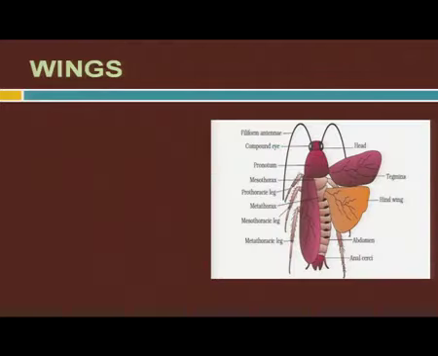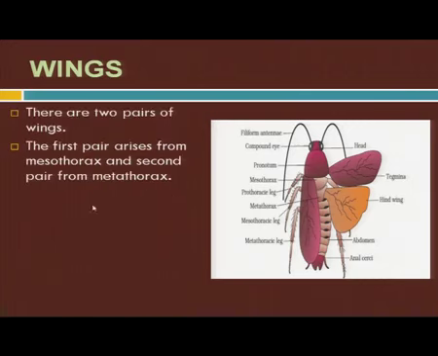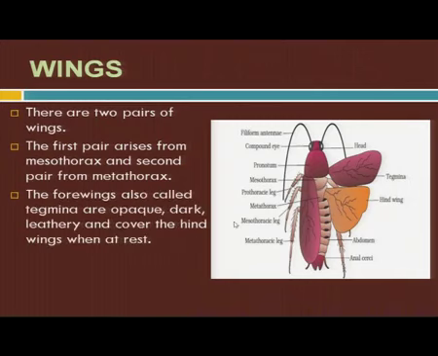Next, moving on to the wings. As you can see in this picture, there are 2 pairs of wings. The first pair is also known as tegmina. As you can see, tegmina is nothing but the first pair of wings, and it arises from the mesothorax, and the second pair of wings arises from the metathorax.